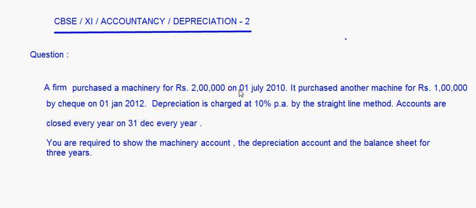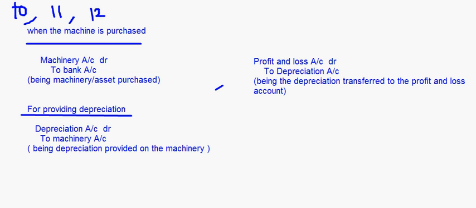And obviously this machinery to bank account entry will come only when the machine is purchased. So in this question, no machine is purchased in the year 2011. Machine is purchased in the year 2010 and 2012. So obviously that first entry will come only for the year when the machinery is being purchased, right? Now we'll come to the machinery account.